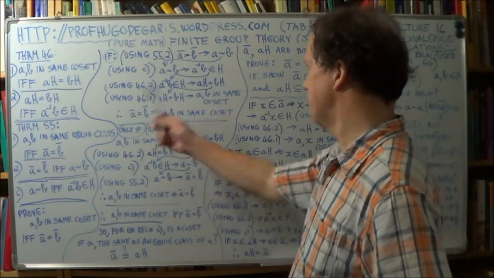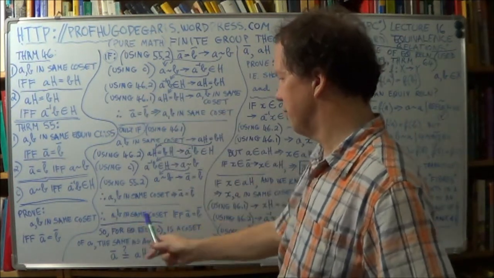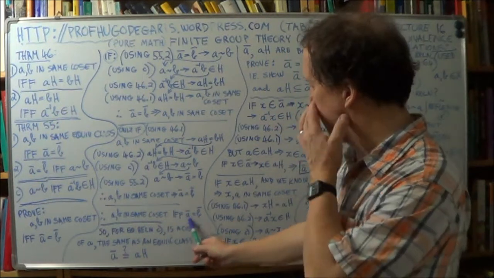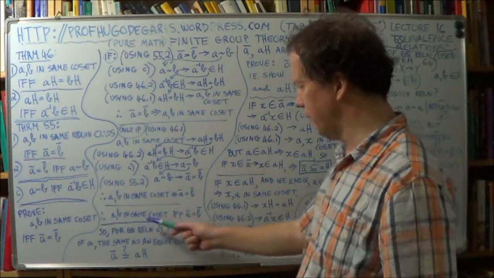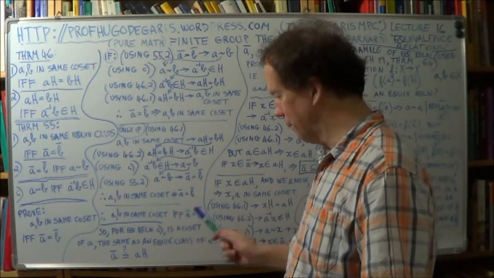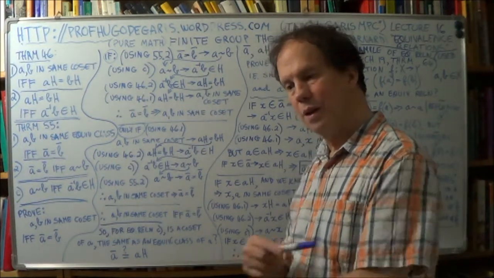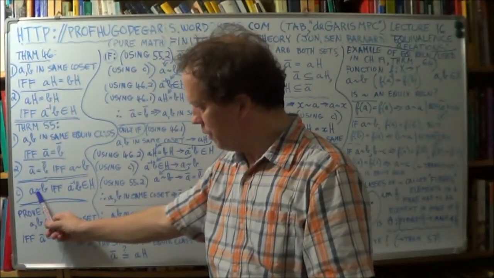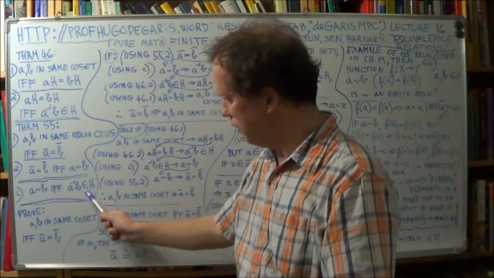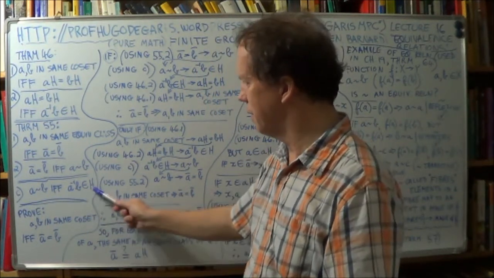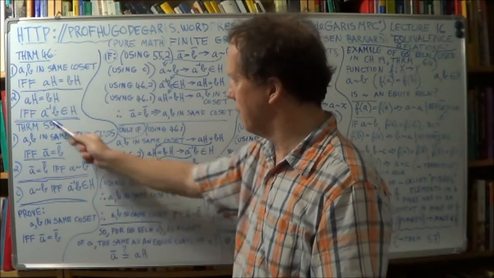Right? So we've done it both ways. We've done it if and only if, and therefore A and B are in the same coset if and only if the two equivalence classes are the same. So on the left-hand side, we're talking about cosets, and the right-hand side, we're talking about equivalence classes. So obviously they're intimately linked in the special case when your equivalence class here is defined in this way. And the reason for the links is because of this and this.